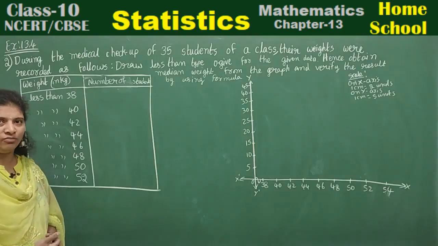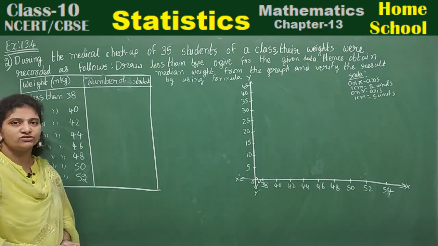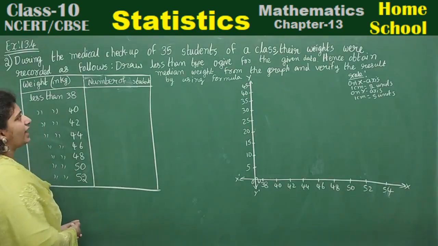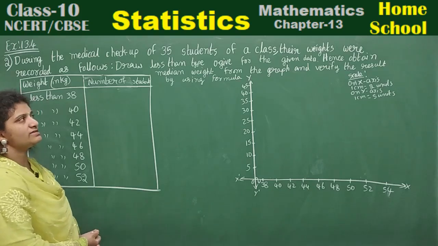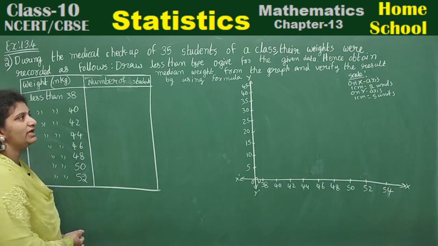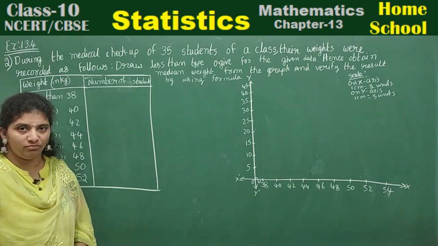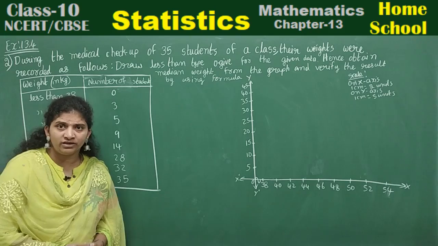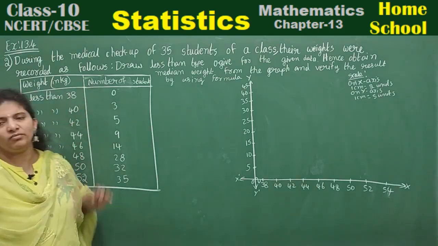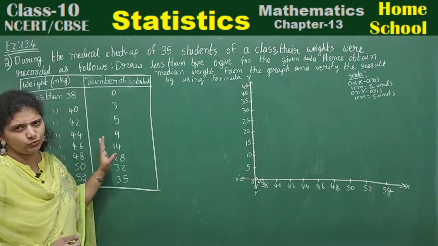Let's see the second problem. During the medical checkup of 35 students of a class, their weights were recorded as follows. Draw less than type ogive for the given data, hence obtain median weight from the graph and verify the result by using formula. To understand the problem here, they have given the weight in kgs and number of students. They have collected the weights of some students.